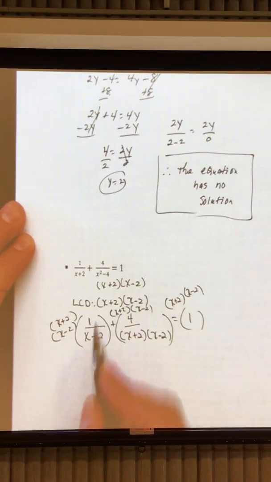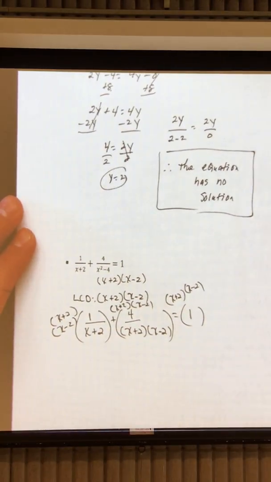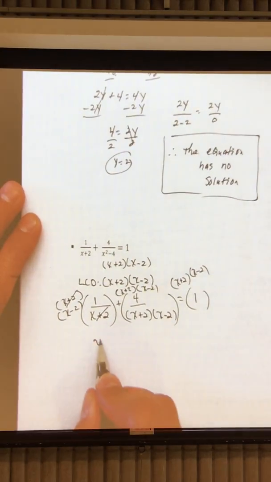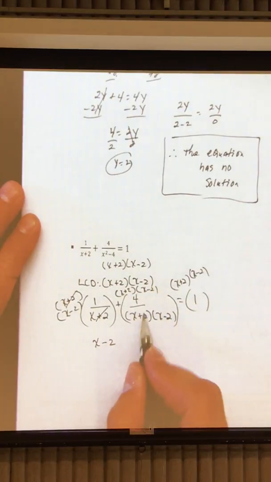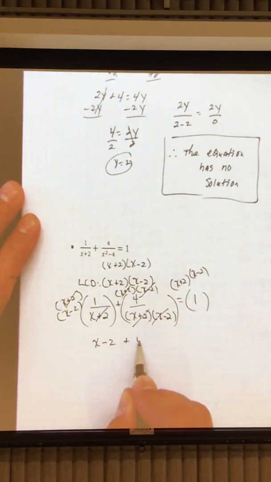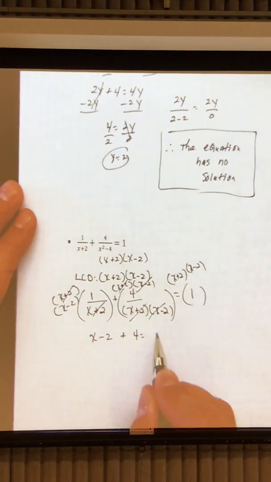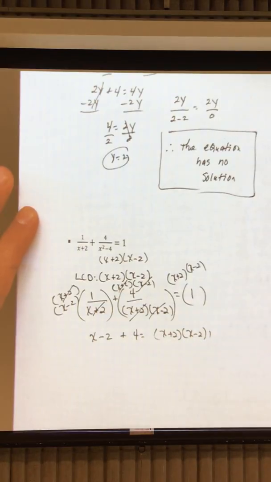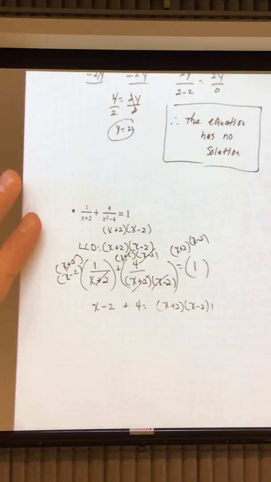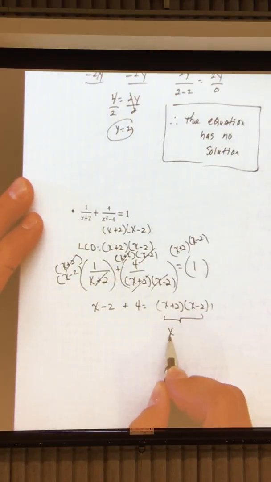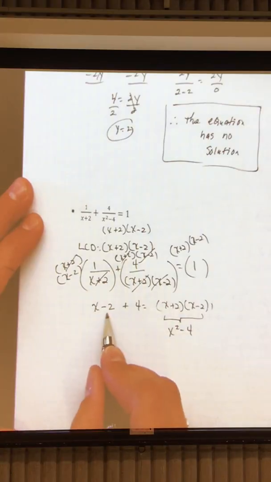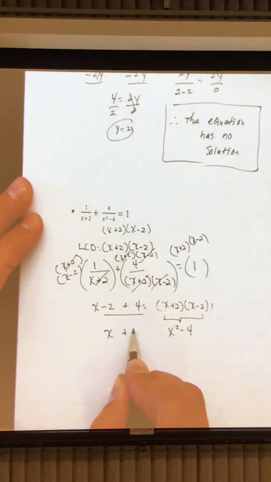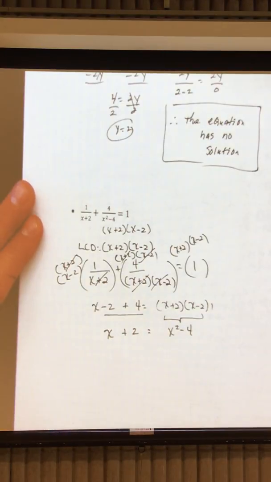So when we multiply this first fraction by x plus 2 times x minus 2, your x plus 2 cancels, leaving you with the x minus 2. The second fraction, they both cancel, so you're left with just the 4, and that is equal to 1 times x plus 2 times x minus 2. So now we can combine like terms. Again, remember this was x squared minus 4. So we can combine like terms. Negative 2 plus 4 is x plus 2, which is equal to x squared minus 4.